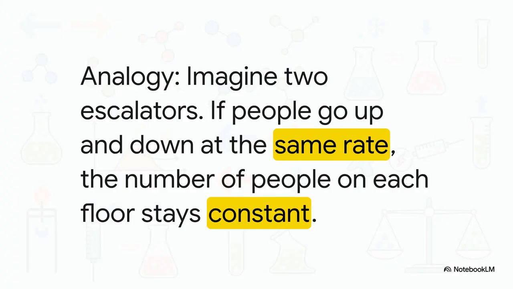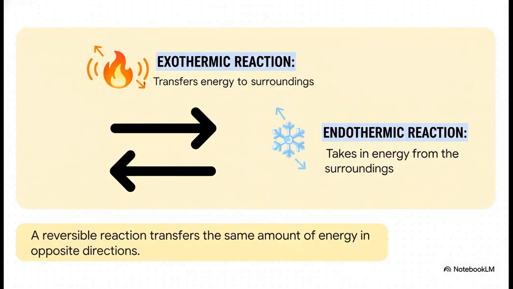Here's a great way to think about it. Imagine you're in a shop with two floors. There's an escalator going up and an escalator going down. If, say, 10 people are going up every minute and 10 people are coming down every minute, the total number of shoppers on each floor stays the same, doesn't it? People are still moving, it's dynamic, but the overall numbers are balanced. That's equilibrium.